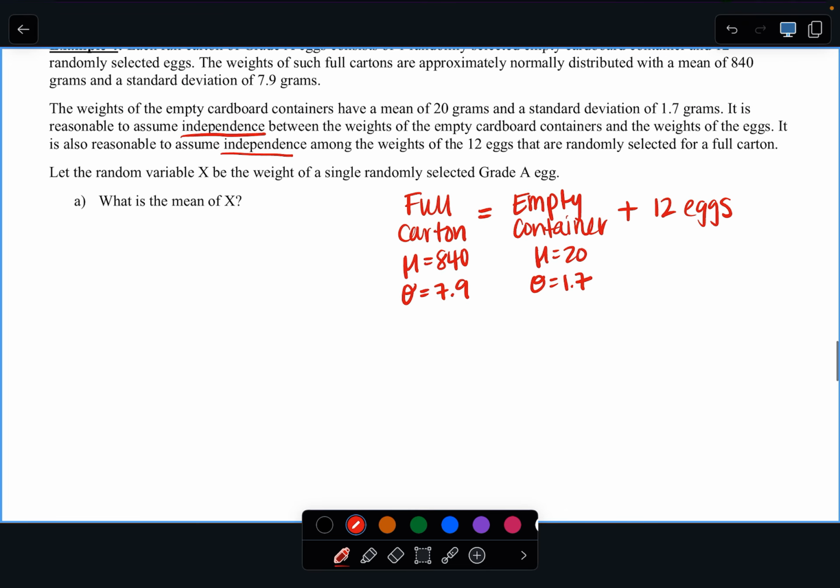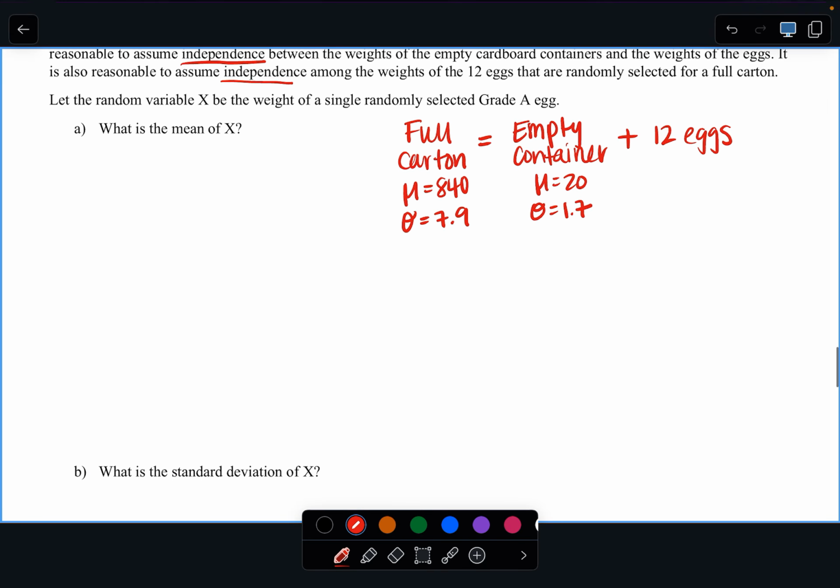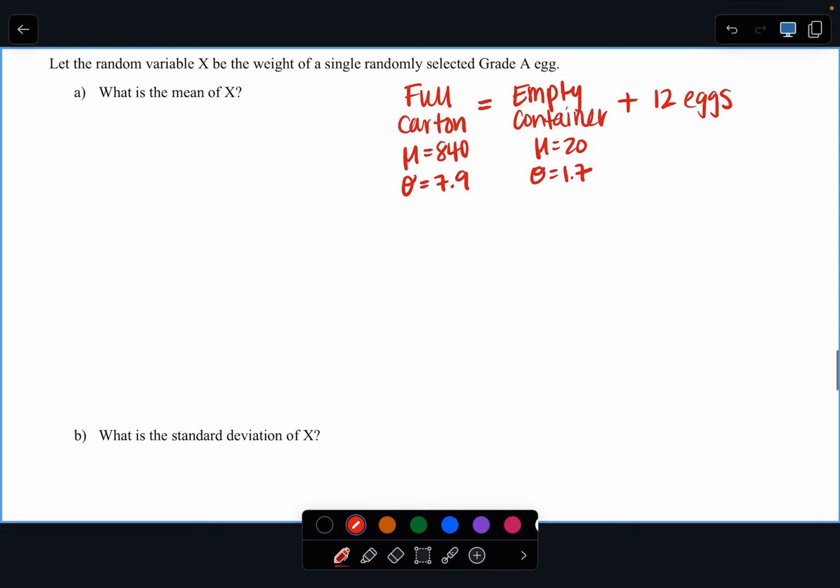Now, really, with what I wrote down separate from the entire paragraph, I don't really need anything else from the question, from the first paragraphs. I just jumped to, what are they actually going to want me to do? So they're saying, let X be the weight of a single randomly selected egg. So I'm trying to figure out, what do these eggs weigh? So I'm trying to find the mean and eventually the standard deviation.